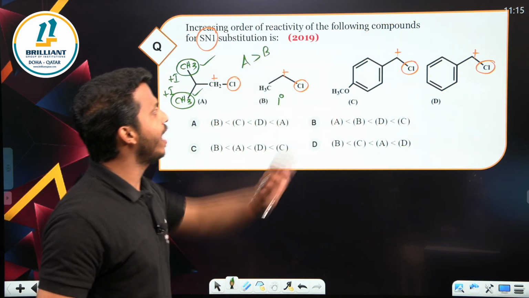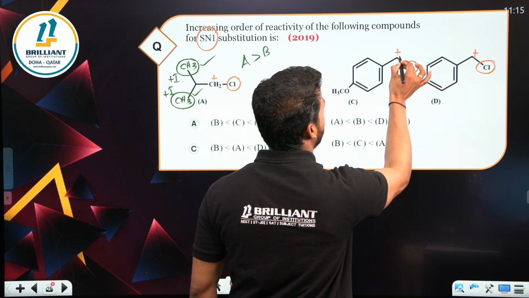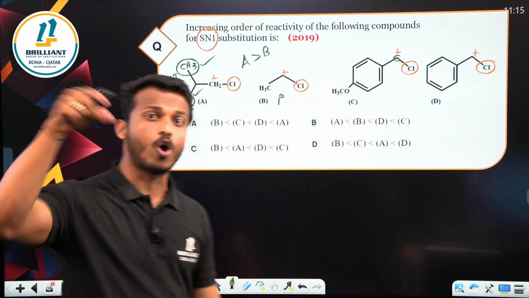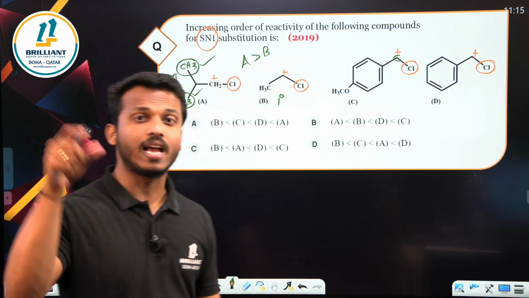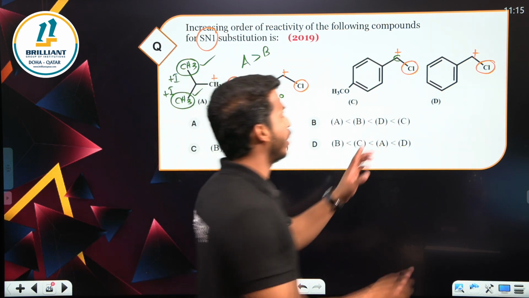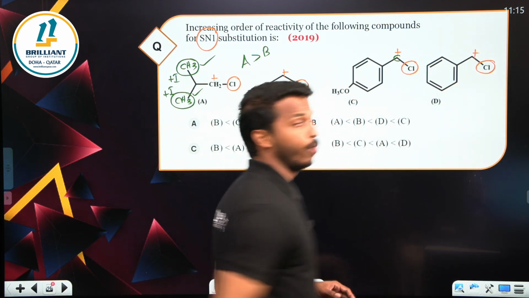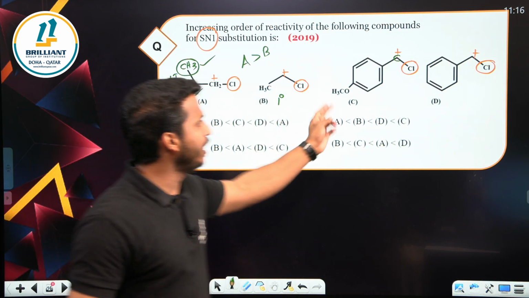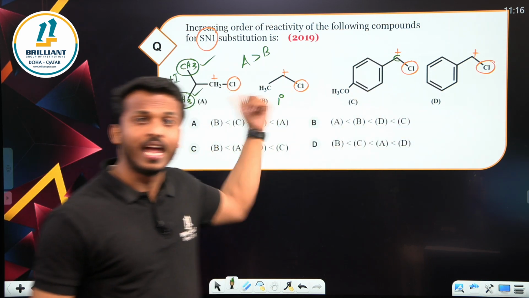What about C and D? In C and D, you can see the carbocation on a benzene ring. What do we call a carbocation on a benzene ring? Benzyl carbocation. Here benzyl, here also benzyl. Both are benzyl, and they are more stable than the primary ones. So C and D are more stable than A and B.